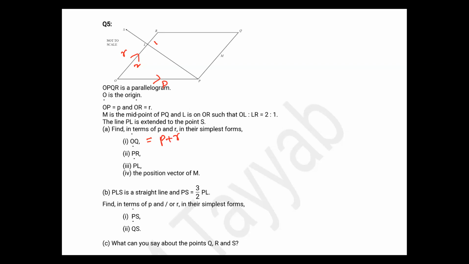Okay, next is vector PR. Ramin Rizwan, can you tell vector PR? Sir, R minus P. Yes, you are right, R minus P. So if you have to find PR, there are two possible ways. If you go from here, this is minus P and then this is plus R. So minus P plus R or R minus P, it's the same thing.